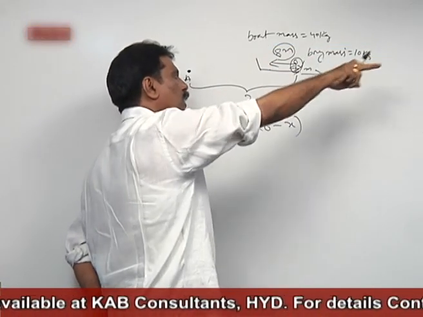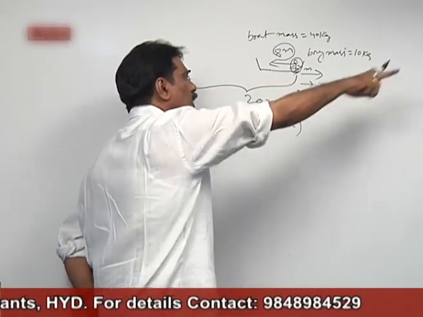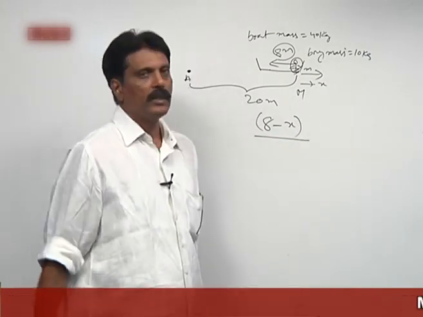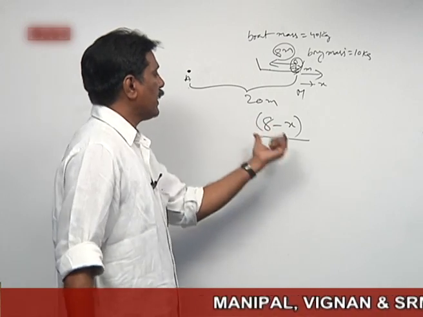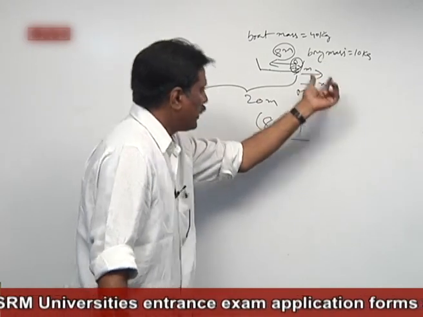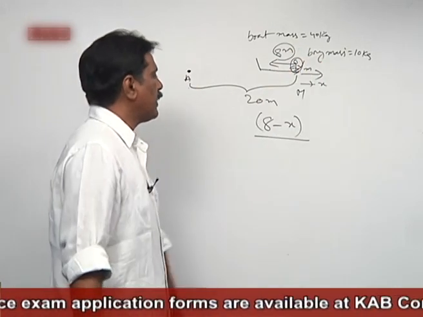He should travel along the boat. If the boat moves x, he will also move x in this direction. So, his net displacement will be 8 minus x only. His net change in position is 8 minus x, whereas the net change in position of the boat is x.